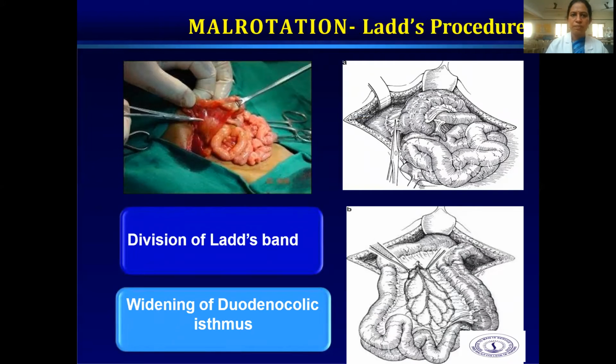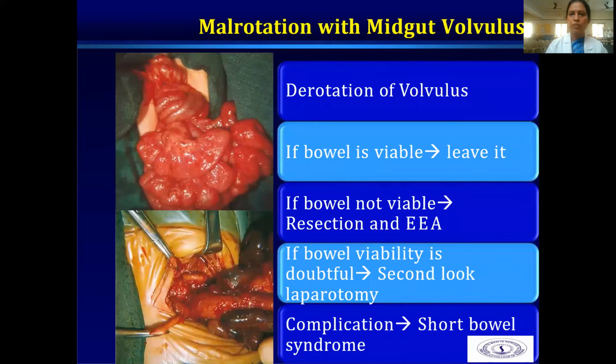Malrotation, the Ladd's procedure. Here there is division of Ladd's band and widening of the duodenocolic isthmus. Because the duodenocolic isthmus is strangulating, widening of the duodenocolic isthmus is done along with division of Ladd's band. Malrotation with midgut volvulus: here, derotation of volvulus. If bowel is viable, leave it. If bowel is not viable, resection and EEA. If bowel viability is doubtful, second look laparotomy, and the complication is short bowel syndrome.